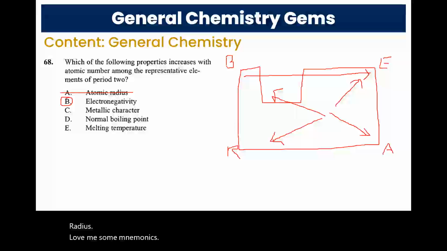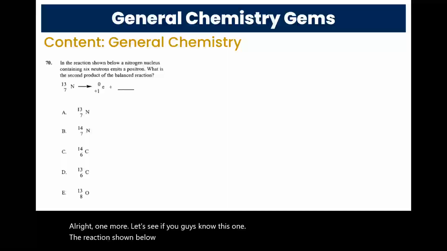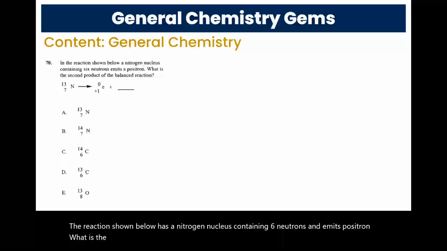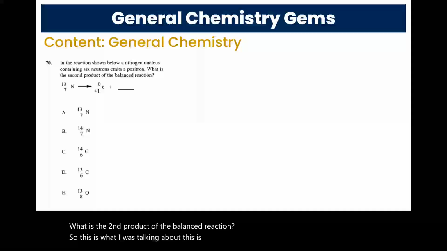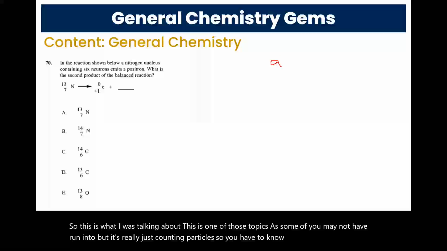All right, one more. Let's see if you guys know this one. The reaction shown below has a nitrogen nucleus containing 6 neutrons and emits a positron. What is the second product of the balanced reaction? So this is what I was talking about. This is one of those topics that some of you may not have run into, but it's really just counting particles. So you have to know your alpha particle is a helium nucleus.